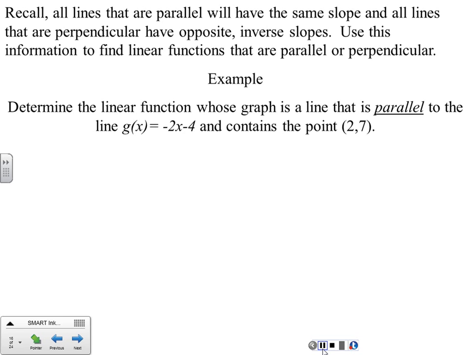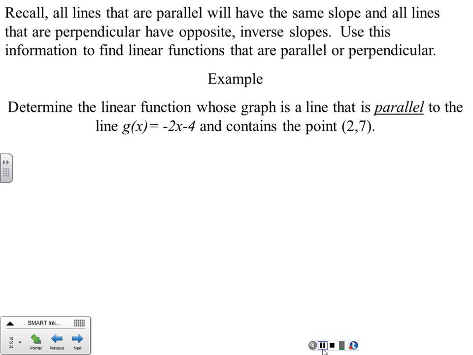So here's your example. Determine the linear function whose graph is a line that is parallel. So let's just stop right there. We're looking for a linear function, and I want this in slope-intercept form. Determine the linear function in slope-intercept form that's going to be parallel to this line, g of x is equal to negative 2x minus 4, and contains the point 2, 7.